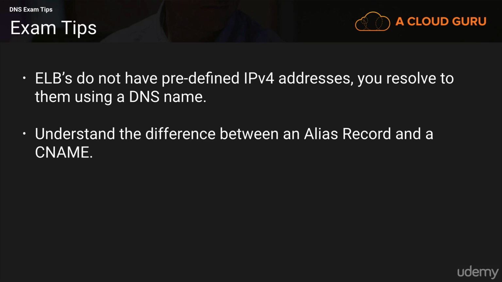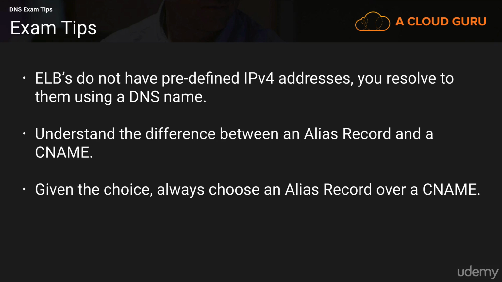Also, you should understand the differences between an alias record and a CNAME. So there's a couple of differences. The first difference is every time you make a CNAME request to Route 53, you're going to be billed for that request, whereas an alias record request is free. And the main difference is that when you've got a naked domain name or a zone apex record, you want to use an alias record because you can't use a CNAME on the naked domain name or zone apex record.